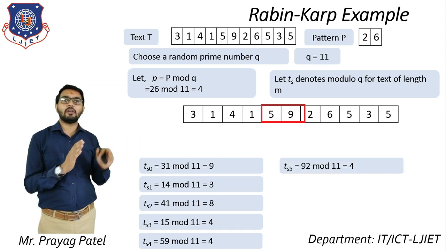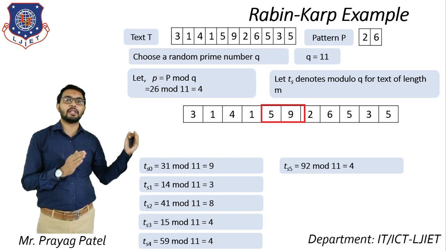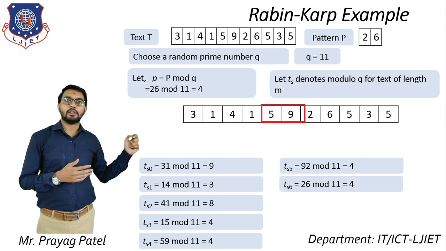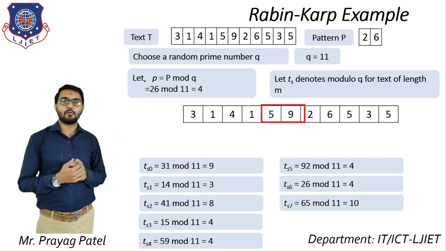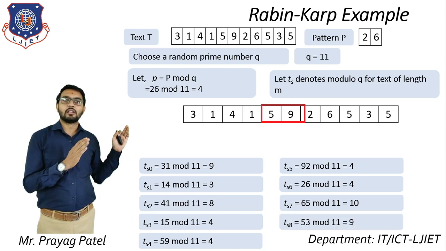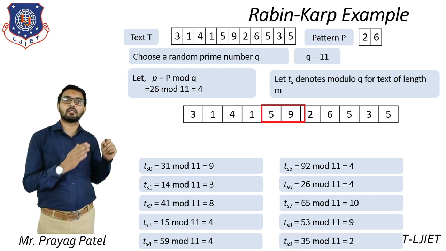Now in the same way you can find the next 2 locations. Consider the next 2 locations of your text and find the modulo with 11. So next is 92 modulo 11 equal to 4. Then next, 26 modulo 11 equal to 4. Then 65 modulo 11 equal to 10. Then consider next 53 modulo 11 equal to 9. And last, 35 modulo 11 equal to 2.